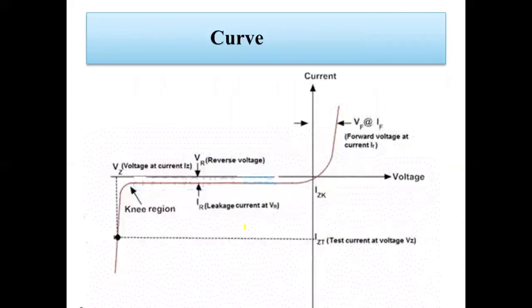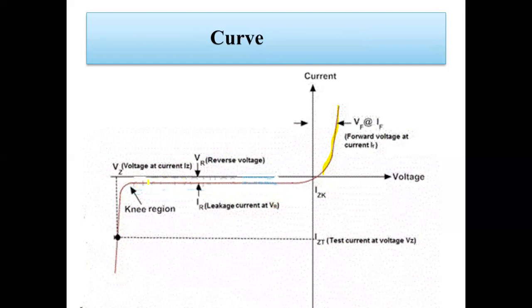And here is the curve for IV characteristics. In the forward direction, with the increase of voltage, the current will increase. Forward voltage and forward current are shown here with the help of this curve. And in the reverse direction, we increase the voltage, but the current is not increased as much.